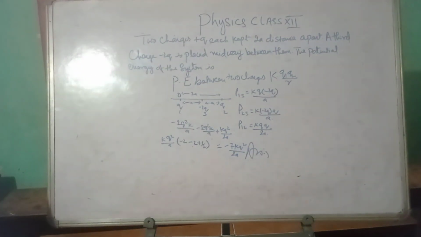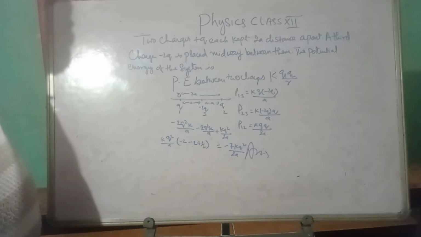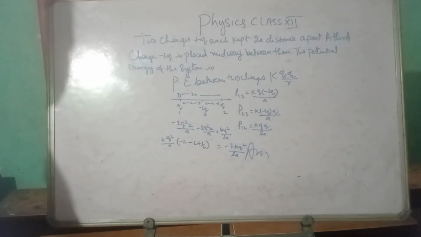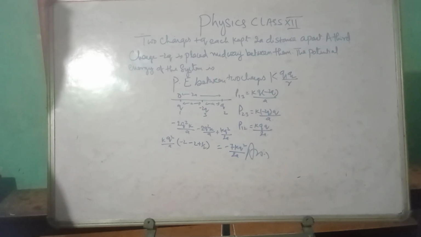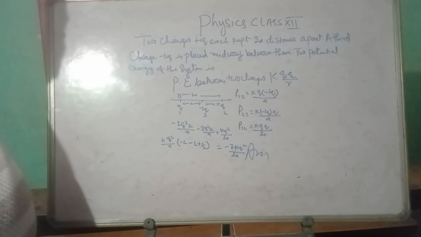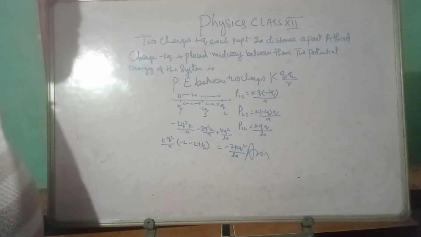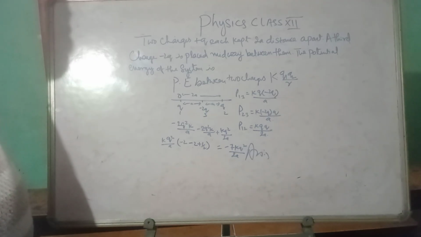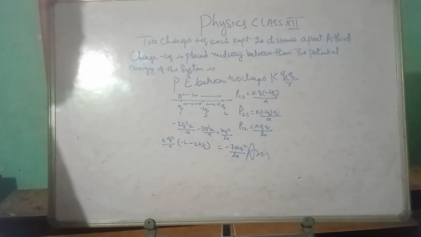You know that the potential energy between two charges is given by the formula K Q1 Q2 by R. Here, the two charges are placed, let us take one at 0 and another at a distance 2A, and in the midway there is a charge of minus 2Q. So the potential energy between 1 and 2, 1 and 3, 2 and 3, you add it up, and you will get the potential energy of the system.